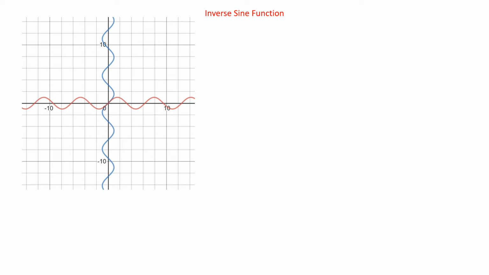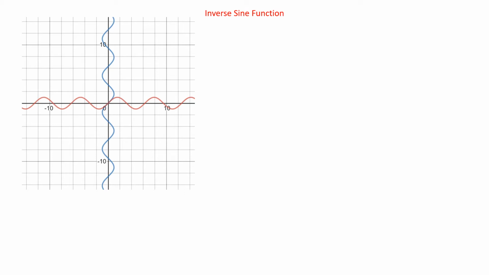Now, this is a little bit problematic, especially since I called it an inverse sine function. Being that sine is periodic, it has that wave. When we take the inverse, it's definitely not a function. It does not pass the vertical line test. And so because of that, we're going to cut it down. We're going to restrict it.